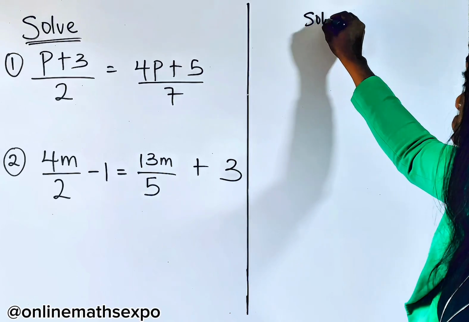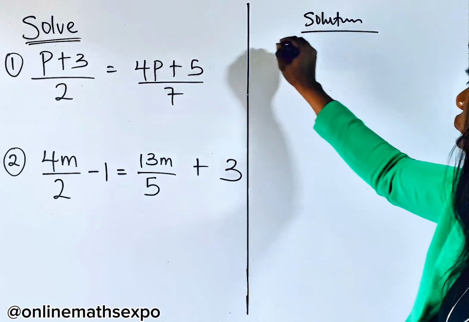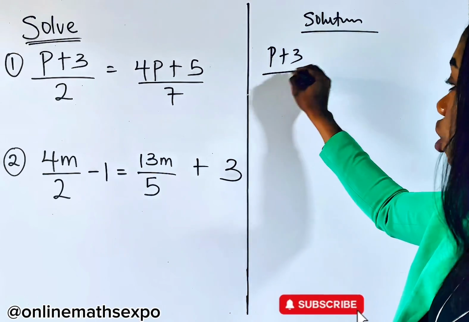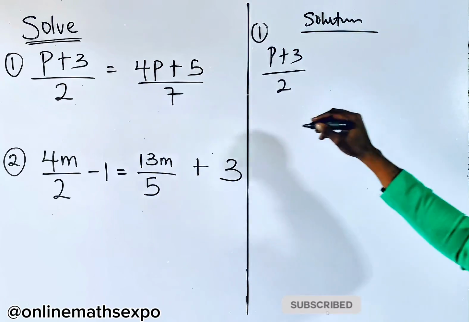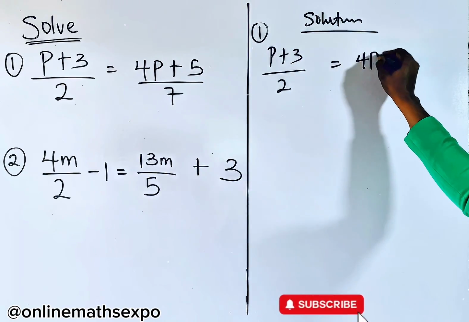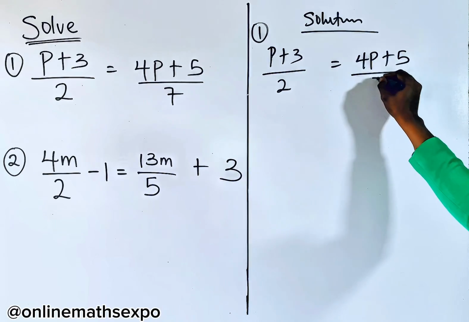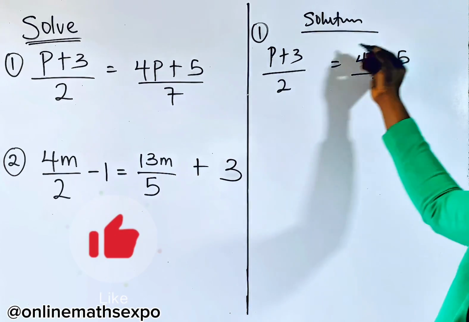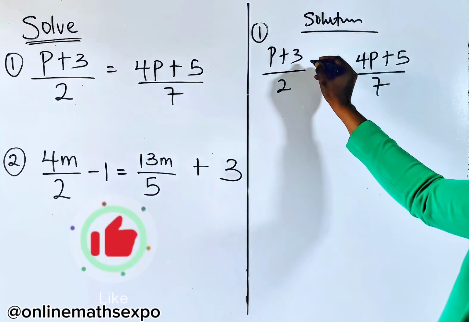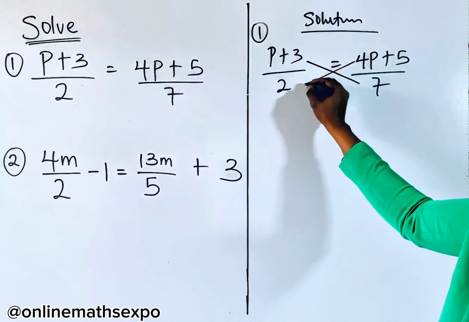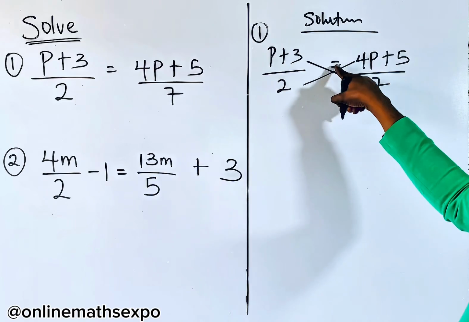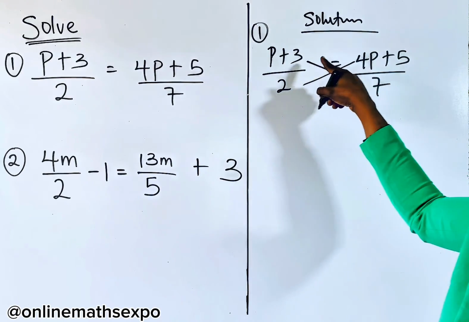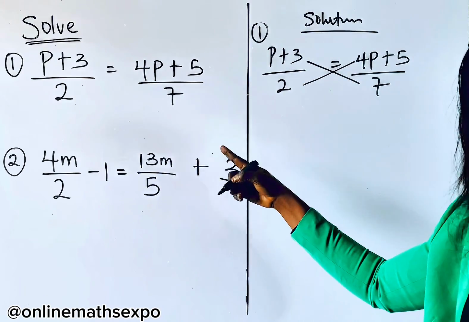So we begin with the solution. You are going to have (p plus 3) divided by 2, that's for the first one, is equal to (4p plus 5) divided by 7. Since both are in fractional form, just quickly do your cross multiplication. And remember, you can cross multiply because there is an equal sign. We are dealing with equations, so you are free to cross multiply.